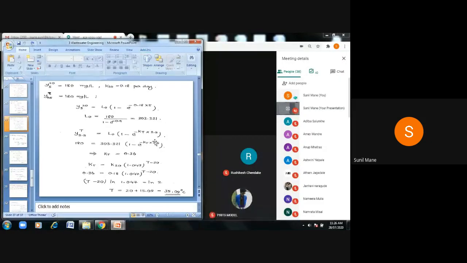If the given sample is incubated for this temperature and this number of days, that is 2.5 days, we would definitely get the result as 180 milligram per liter. If this L0, that is the initial or ultimate BOD, is 303.321, if that much ultimate BOD is available, then after these number of days we can get 180 milligram per liter. So again I'm repeating this so that you should understand those things.